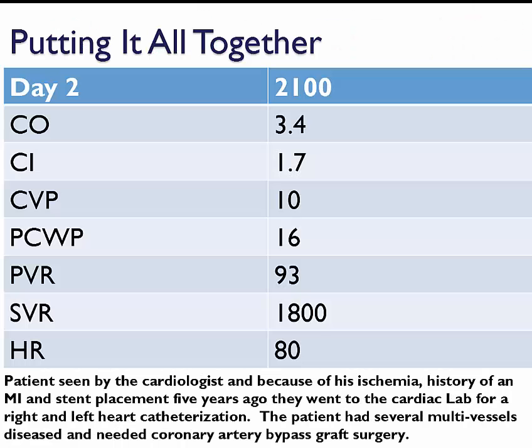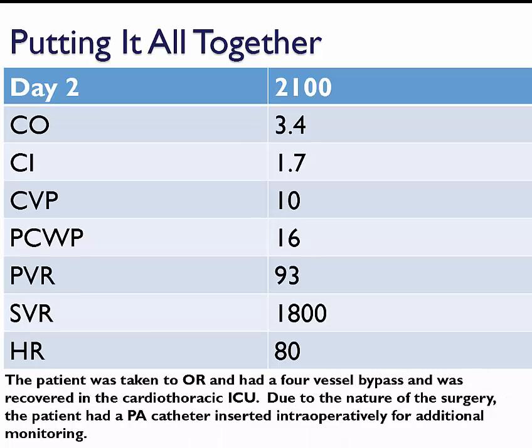The patient was seen by the cardiologist, and because of his ischemia, history of an MI, and stent placement 5 years ago, they went to the cardiac lab for a right and left heart catheterization. The patient had several multi-vessel disease and needed coronary artery bypass graft surgery. The patient was taken to the OR and had a 4-vessel bypass and was recovered in the cardiothoracic ICU. Due to the nature of the surgery, the patient had a PA catheter inserted intraoperatively for additional monitoring.